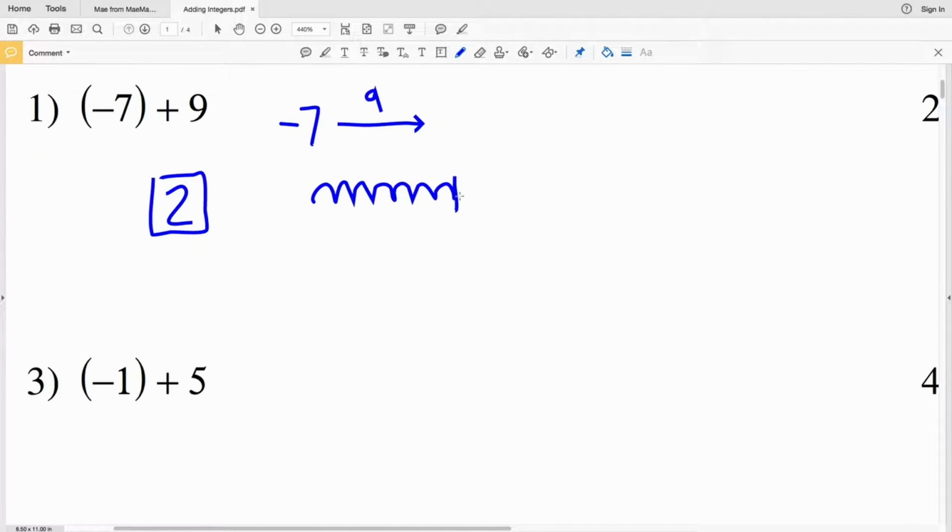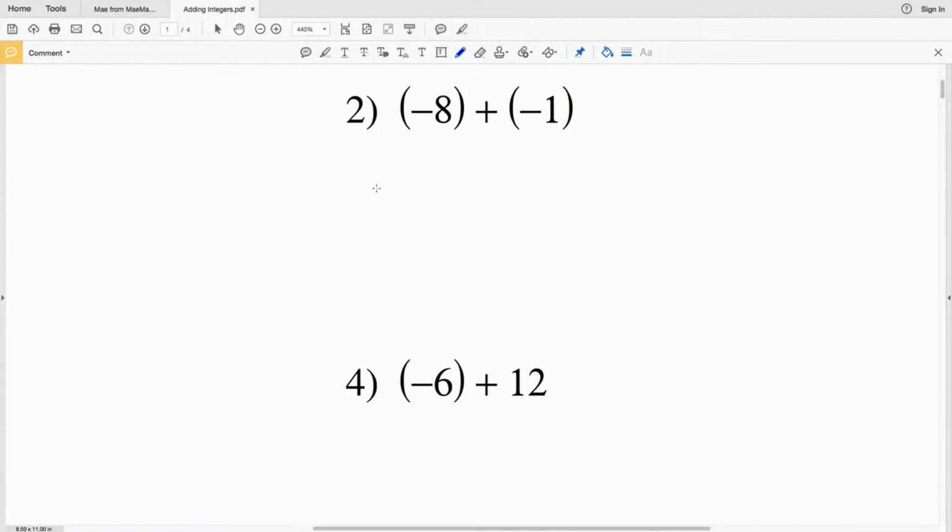So we have 2 more to get to 9. So we're at 0, 1, 2. So that's our positive 9. And the point we landed at is 2 from -7. So let's go ahead and move on to number 2.